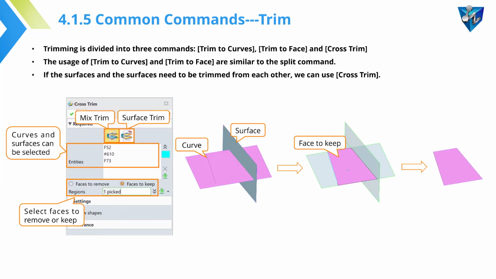The next is a series of trim commands. It includes trim to curves, trim to face, and cross trim. Trim to curves and trim to face are both similar to the split command, so I only introduce the difference in these two trim commands. The cross trim is a very useful command. It supports mixed trim and surface trim. Okay, let's move on to ZW3D to show you more detail.